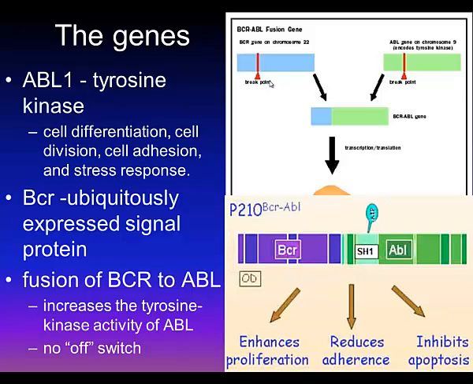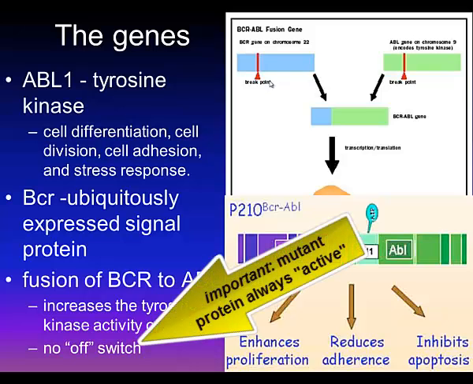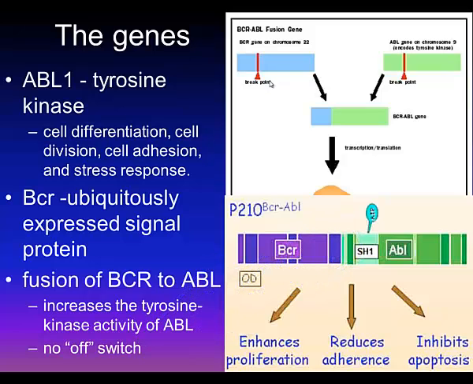And this fusion protein is actually going to have an increased tyrosine kinase activity. So essentially what that means is this protein is going to have no off switch. Normally the ABL1 gene is regulated. It's going to be turned on at certain times, it's going to be turned off at certain times. But when it's coupled to the BCR gene, this little bugger never turns off. So it has no off switch. And that's what leads to this signal transduction cascade, the enhanced proliferation, adherence, and apoptosis inhibition.